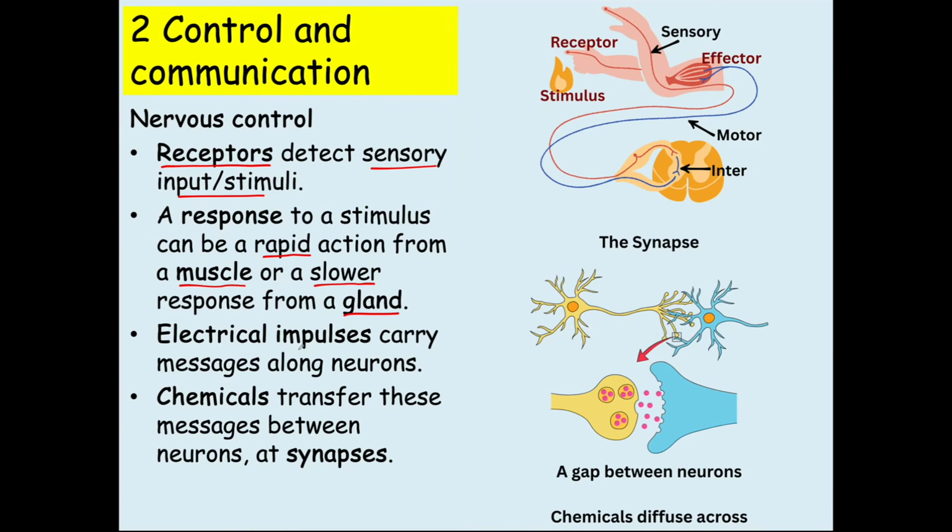Okay, now how do we actually transmit this information along our neurons? We do it via things called electrical impulses. Okay, you need to remember that term. An electrical impulse carries messages along neurons. Okay, if you want to send a message from one neuron to the next, an electrical impulse is the way to do it.